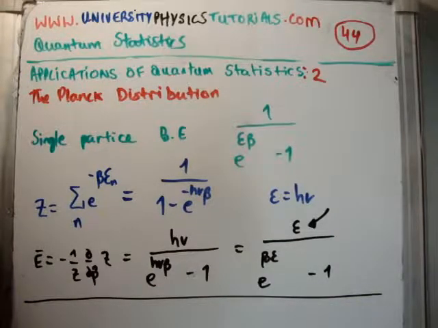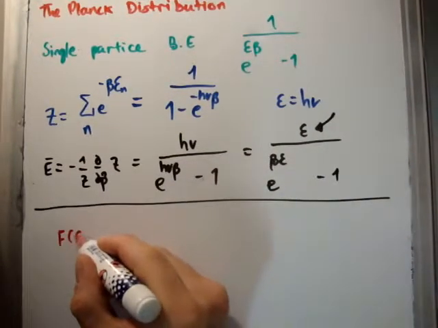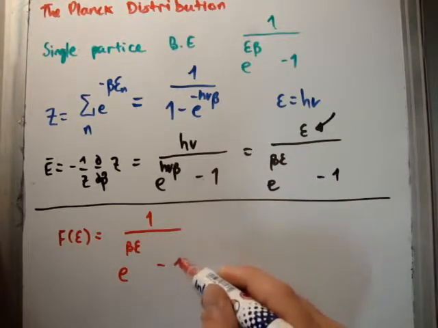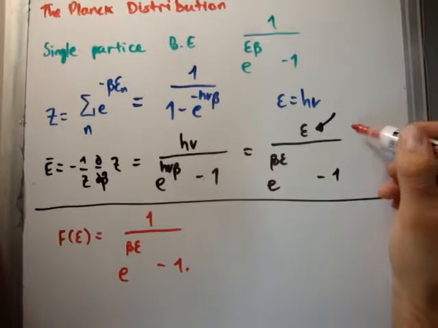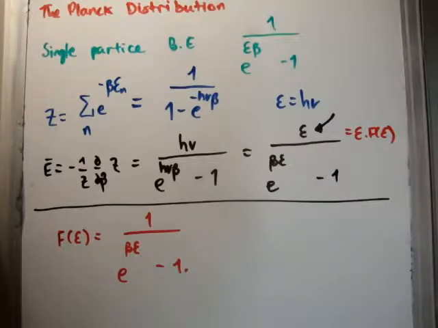So where do we go from here? Well, we take the jump that the Planck distribution is given by f of epsilon equal to 1 over e to the beta epsilon minus 1. That's the jump we make. So this is epsilon times f of epsilon. Now, how do we talk about the chemical potential here? The chemical potential is the quantity which we use to take into account conservation of particles, or it's the amount of energy that a single particle adds to our system.